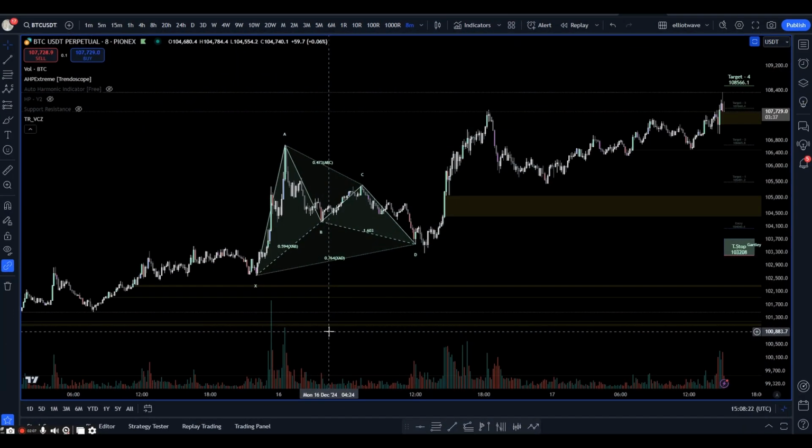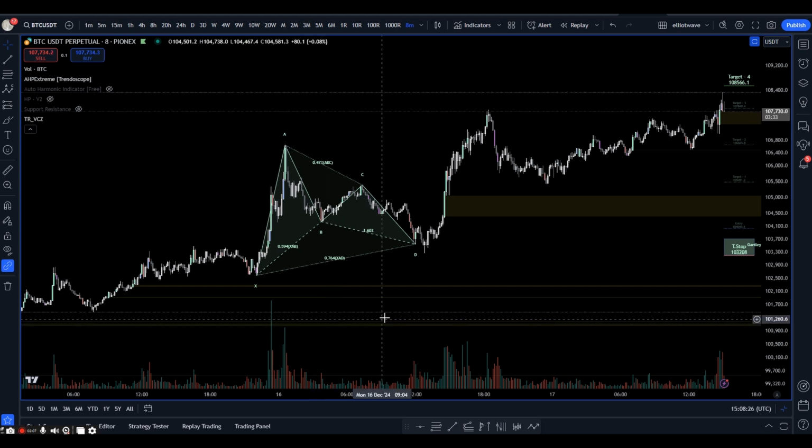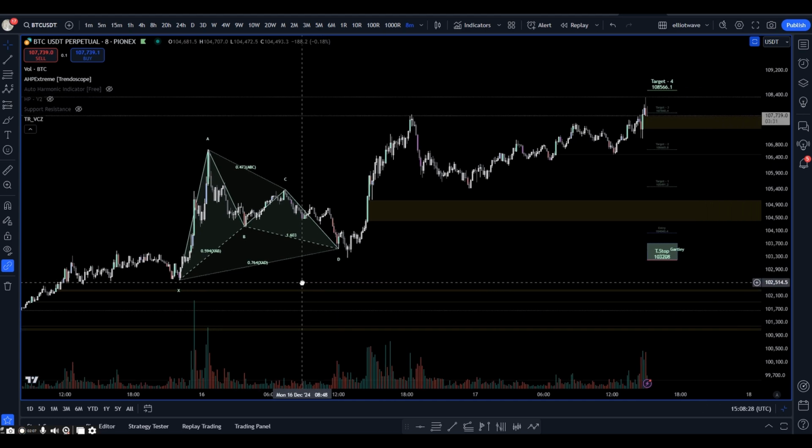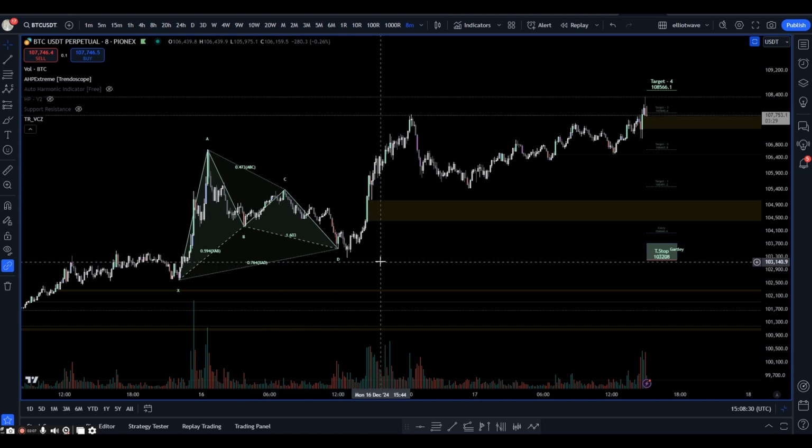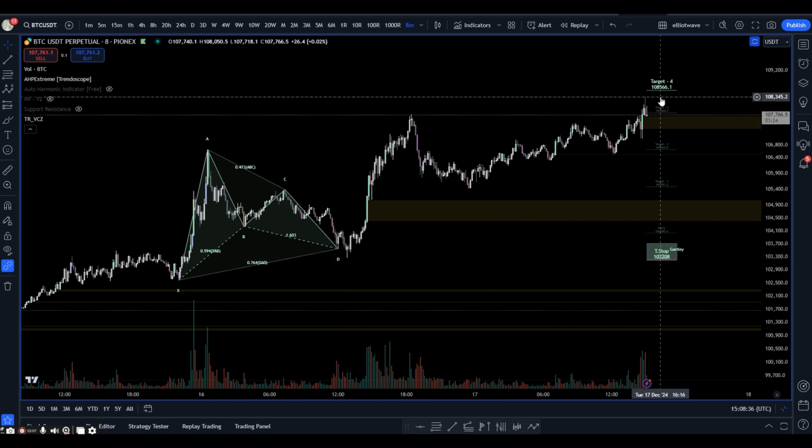Let's demonstrate a bullish Gartley pattern on Bitcoin on the 8-minute time frame. Using an indicator at the moment, it gives you an entry at $103,000 at the bottom of this candle. We've nearly hit our top target at $108,000.